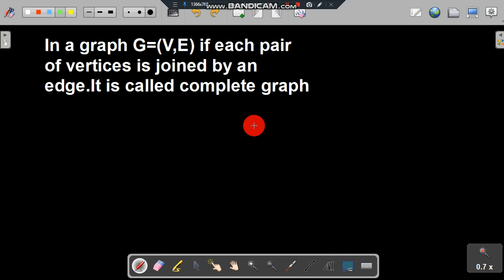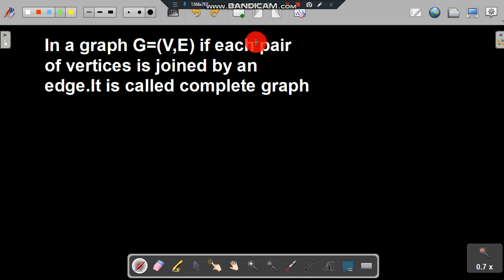In a graph, if each pair of vertices is joined by an edge, then it is called a complete graph. So a complete graph is a graph in which each and every pair of vertices is connected by an edge, or there exists an edge between any two vertices in the graph. Then that graph is called a complete graph. Now look at that.